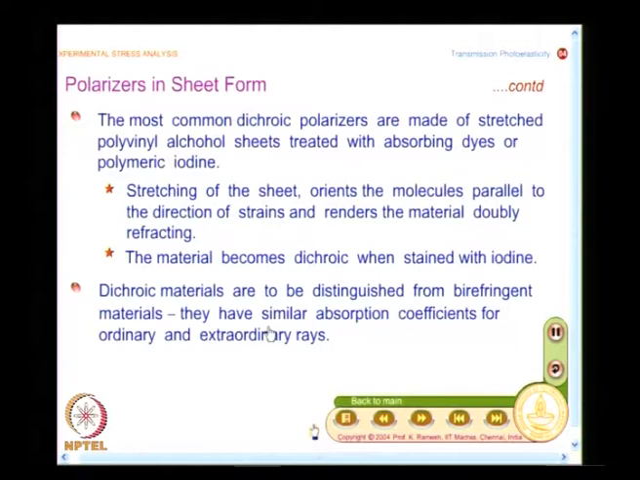And you should also make a distinction, and this is very important. Dichroic materials are to be distinguished from birefringent materials. Birefringent materials have similar absorption coefficients for ordinary and extraordinary rays.